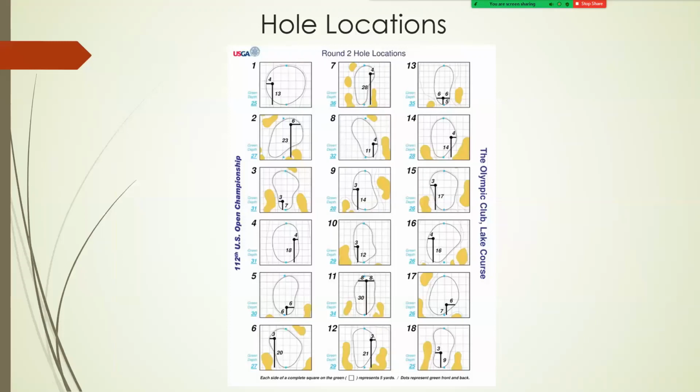So let's talk about hole locations a little bit then. This is from the 112th U.S. Open Championship, a few years back at the Olympic Club. These pin positions probably wouldn't be recommended for one of our tournaments. You can see how they're 3 paces from the edge and 4 paces from the edge and 3 paces from the edge. I just put this up for interest's sake, so you can see what a U.S. Open pin sheet, or hole location sheet, looks like.